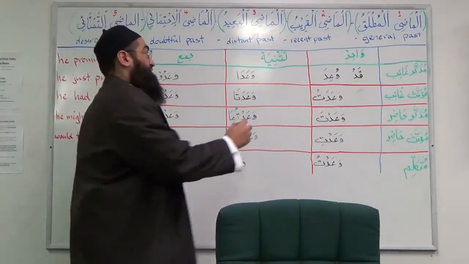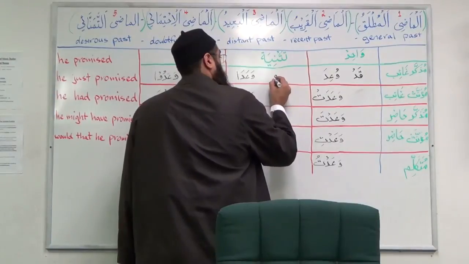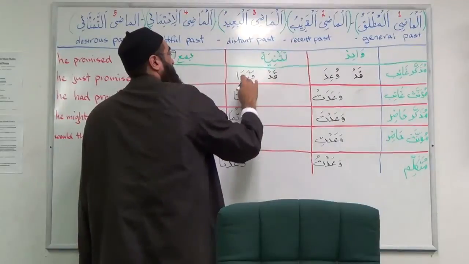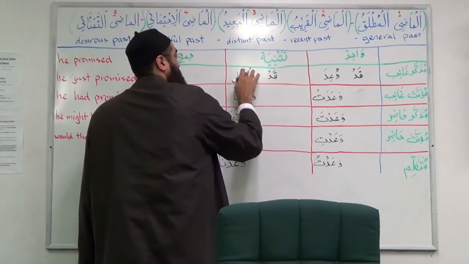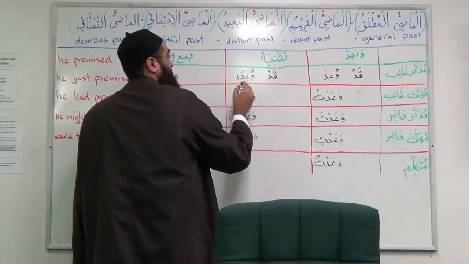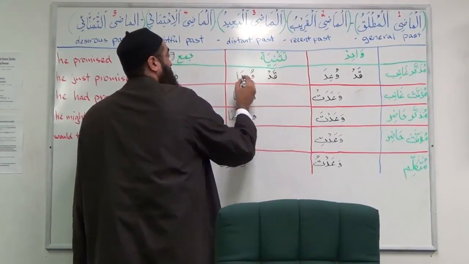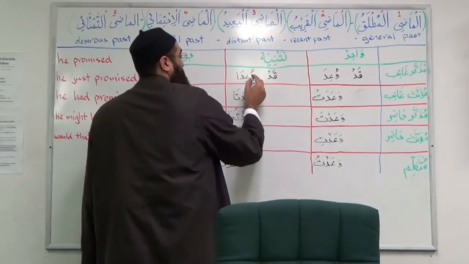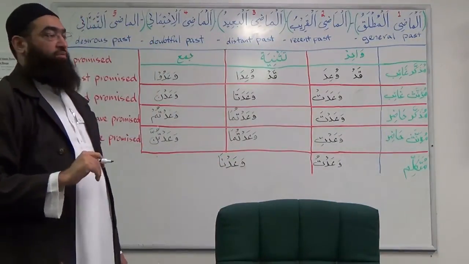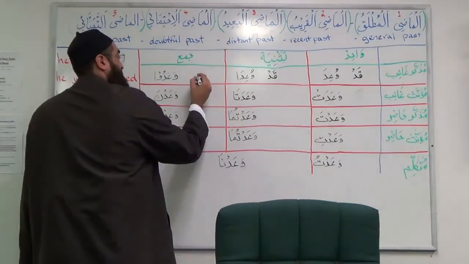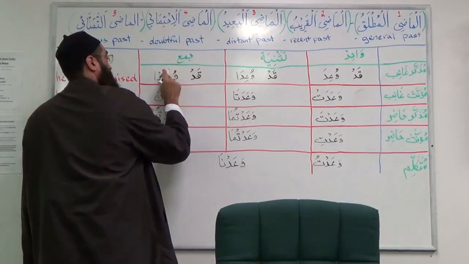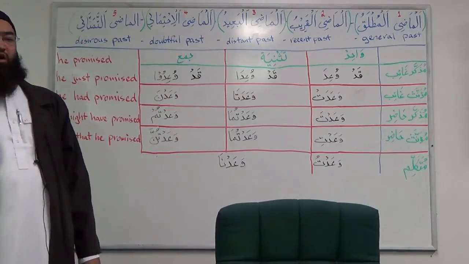Alright? In the same manner. So, just like this was al-Fi'l Madi, wa'ada, to make it into majhool, we had to change the fatha and then kasra. So, now we got qad also, qad wu'ida. Qad wu'ida, those two men just got promised. And then same thing. Qad wu'idu, all those men just got promised.